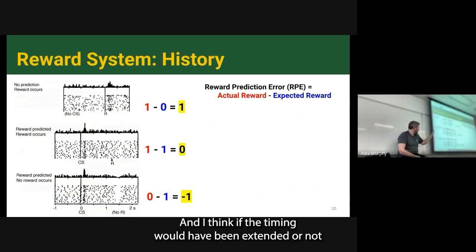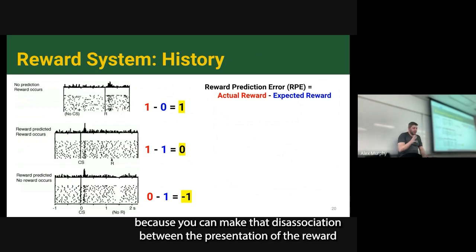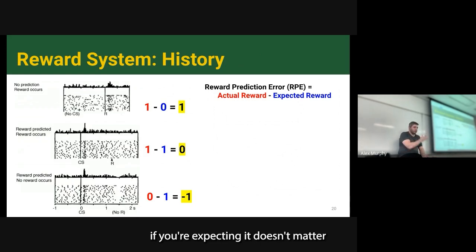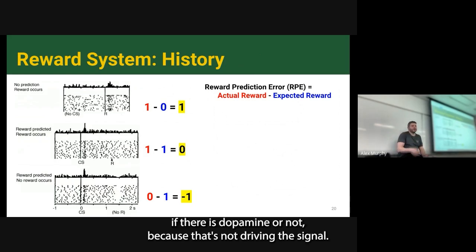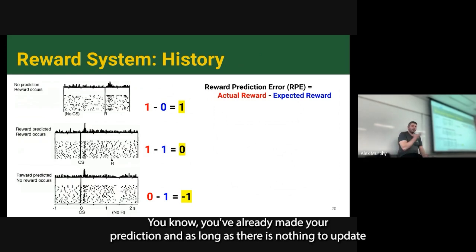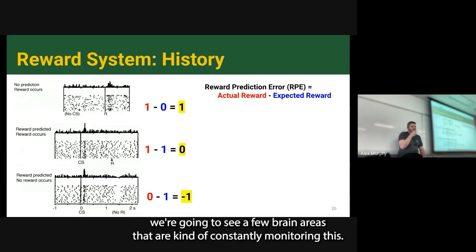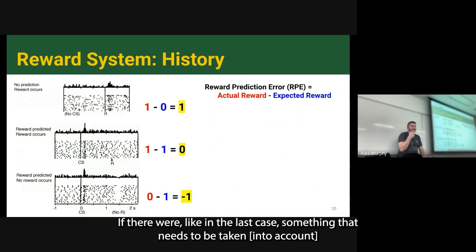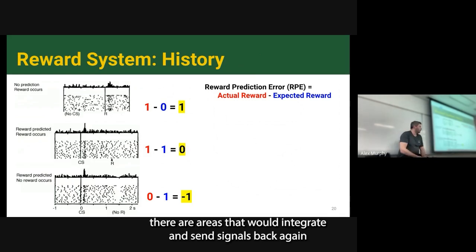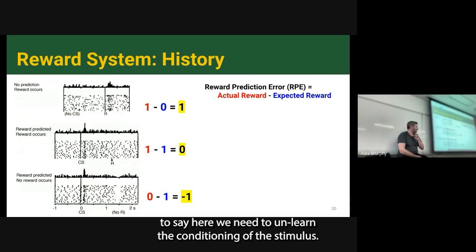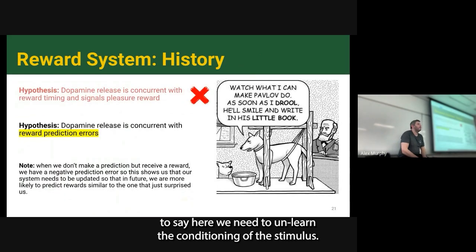And I think if the timing had been extended or not, there might have been a bit of a difference here. But in terms of what's going on, you can make that dissociation between the presentation of the reward. If you're expecting it, it doesn't matter whether there was dopamine or not, because that's not driving the signal. You already made your prediction, and as long as there's nothing to update, we're going to see a few brain areas that are constantly monitoring this. And if there was, like in the last case, something that needs to be taken, there are areas that would integrate and send signals back to say we need to unlearn the conditioning of the stimulus.